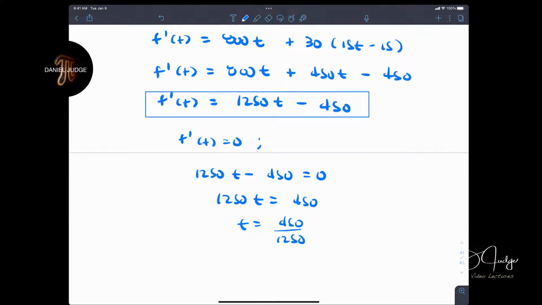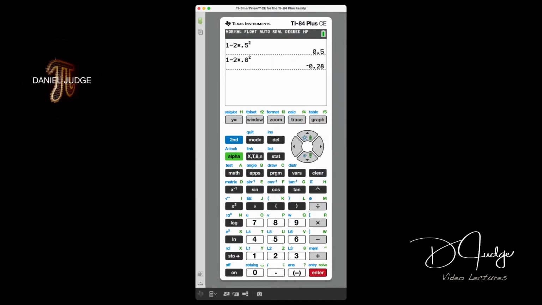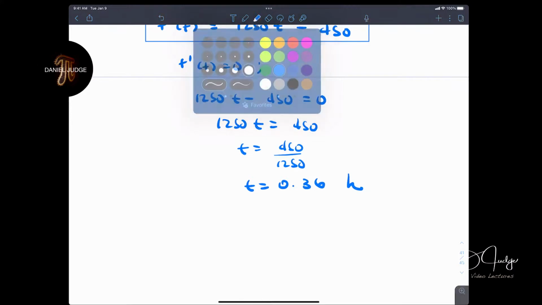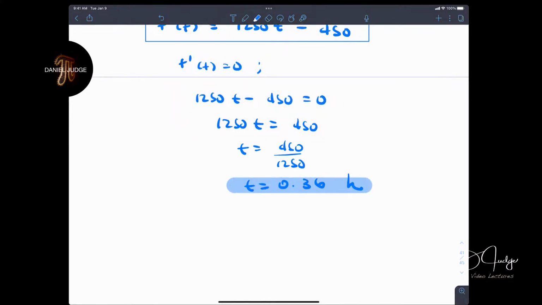Okay, now we can simplify this, but I think I'm going to look at the numerical answer. We're going to go to the TI now. 450 divided by 1250, and as a time value here, this is t, which is 0.36. Now you say, what is this? This is 0.36 of an hour. We found the time here. Now that's kind of useful information.